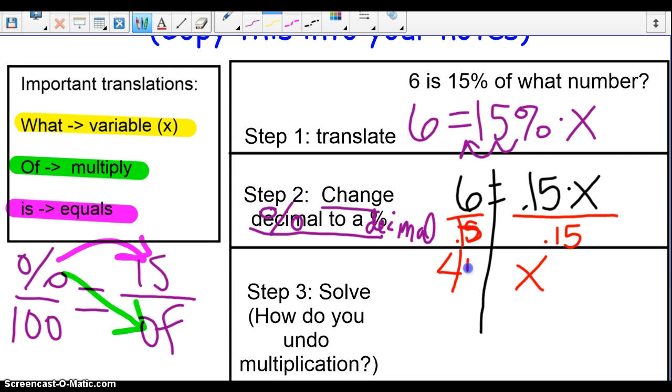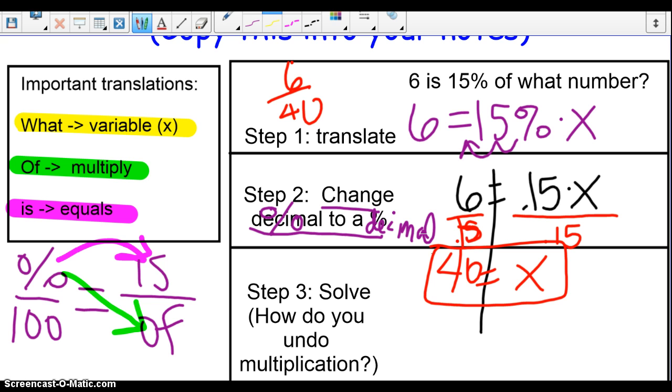Well, we could go backwards. 6 is 15% of what number? You could, just to check it, do 6 divided by 40. When I do that on my calculator, it gives me 0.15, which turns over into 15%. Yep. So x equals 40.